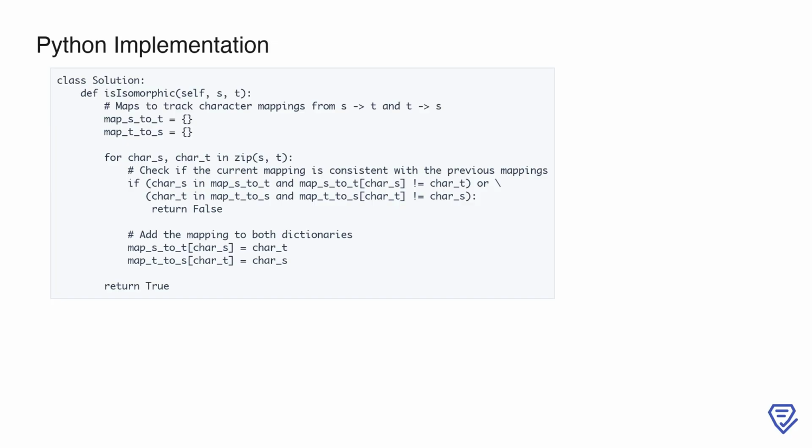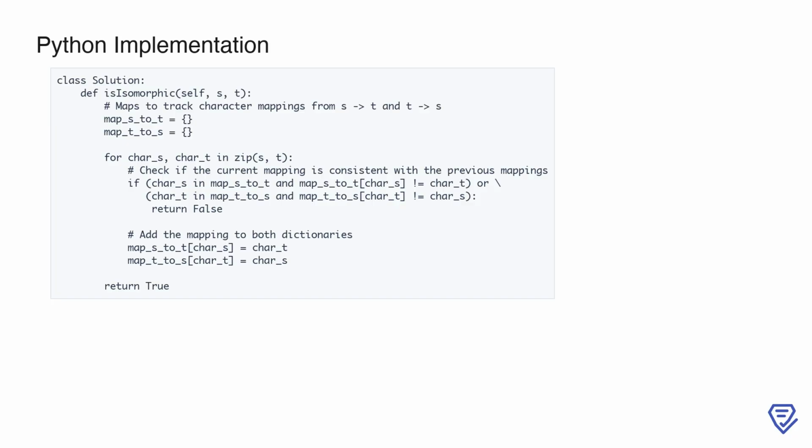Two, similarly, if char_t has already been mapped in map_t_to_s, we ensure that it maps back to char_s. If it doesn't, we return false. If neither condition is violated, we add the current pair, char_s and char_t, to both dictionaries to keep track of the mapping. Finally, if the loop completes without finding any inconsistencies, we return true to indicate that the strings are isomorphic.